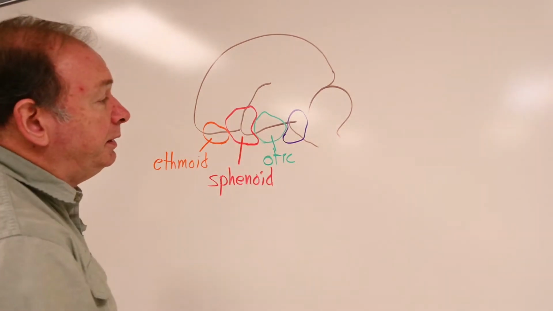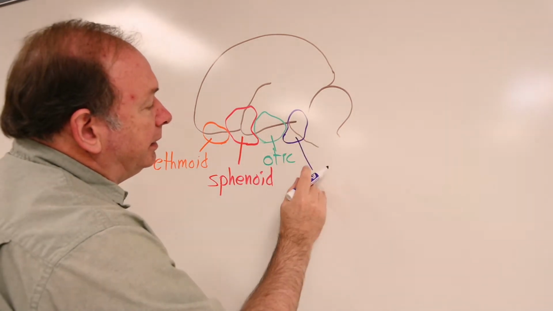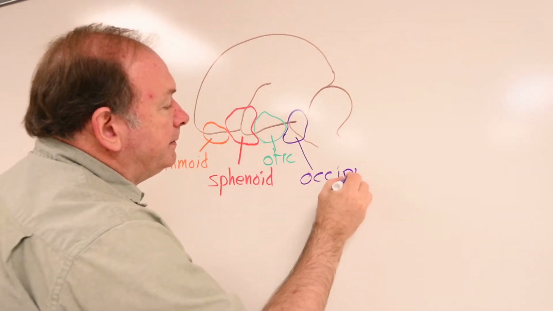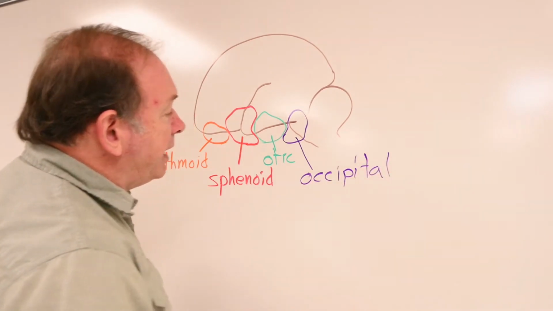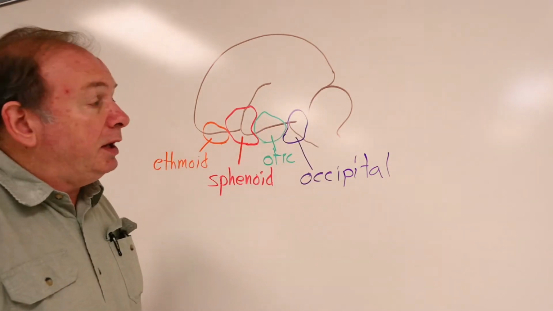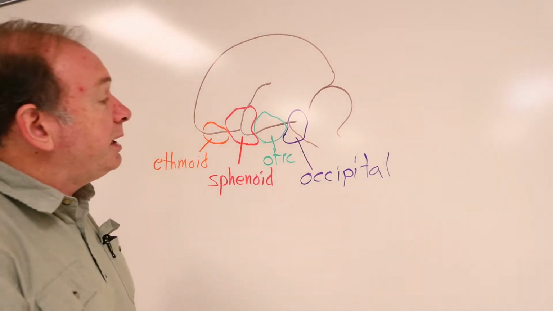And finally, the one in the back here from the basal plate, this is known as the occipital center of ossification. So we have these 4 centers of ossification that come together in the floor of the skull to form the neurocranium.